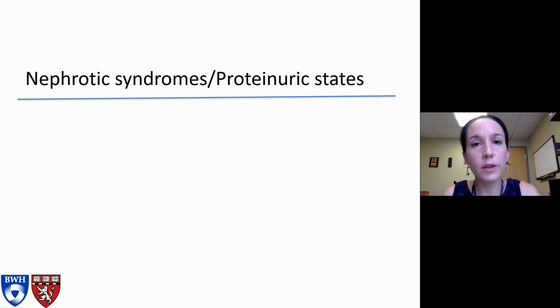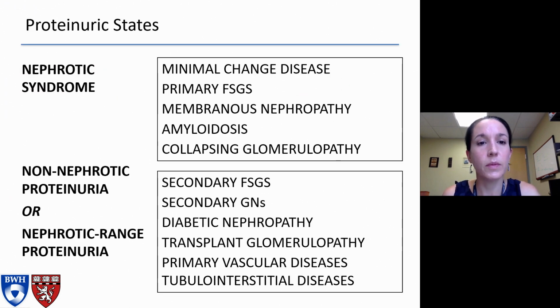So to focus, first of all, on the nephrotic syndromes and the proteinuric states. I like to divide them into the primary nephrotic syndromes, which are those where the injury is directly affecting the podocytes, versus pretty much everything else, where you can have non-nephrotic proteinuria or proteinuria that reaches the level of nephrotic range, but you do not see nephrotic syndrome. So the primary podocyte conditions are minimal change disease, primary FSGS, membranous nephropathy, amyloidosis, and collapsing glomerulopathy are the main ones that can present with the nephrotic syndrome.